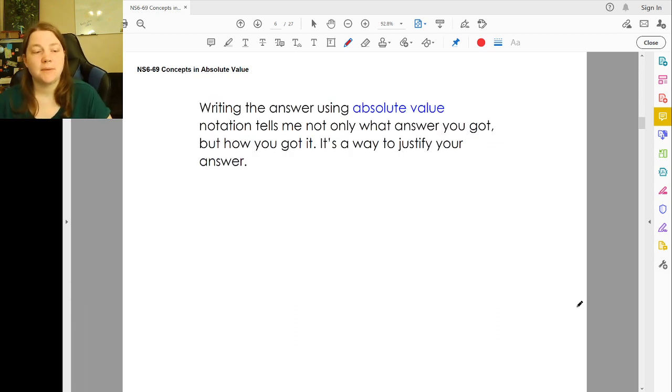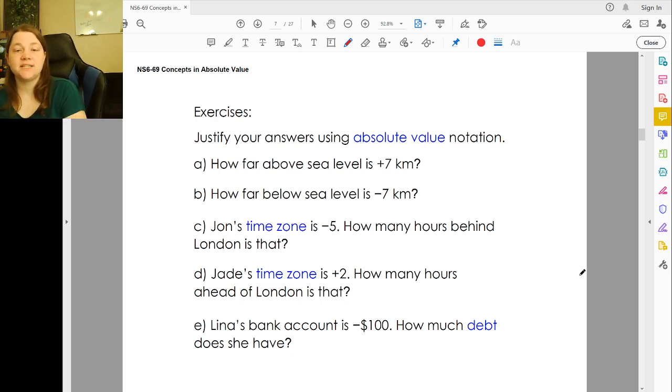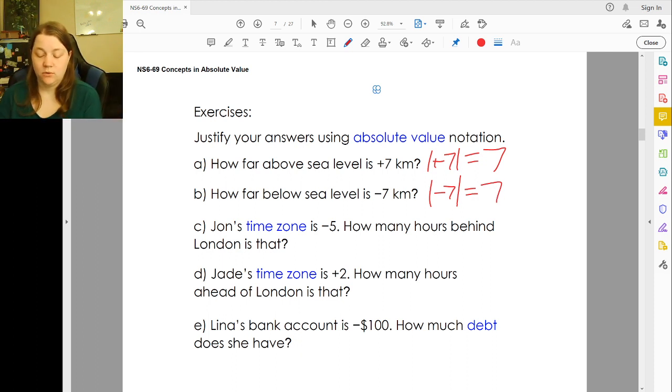Writing the answer using absolute value tells me not only what answer you got, but how you got it. It's a way to justify your answer. So they want us to justify our answers using absolute value. In letter A, how far above sea level is +7 kilometers? Well, the absolute value of +7 is 7. How far below sea level is -7? The absolute value of -7 is 7 kilometers. And of course, we'd remember our label for both of these.